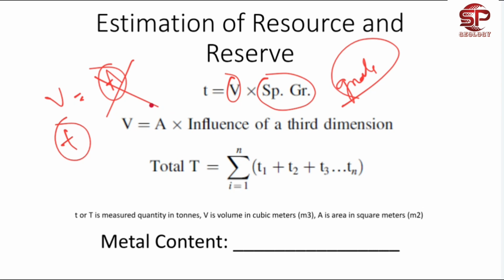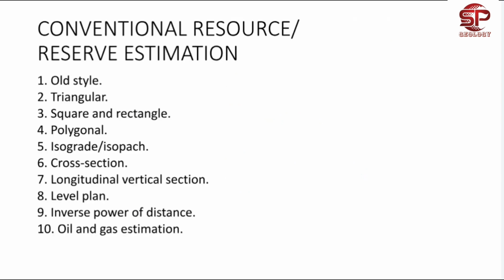If you have the area, you have the thickness by the drilling technique. Specific gravity you can analyze easily by chemical methods. Grade you can also analyze easily. That's why the reserve estimation processes are wide. So we'll go one by one. These are the reserve estimation processes.